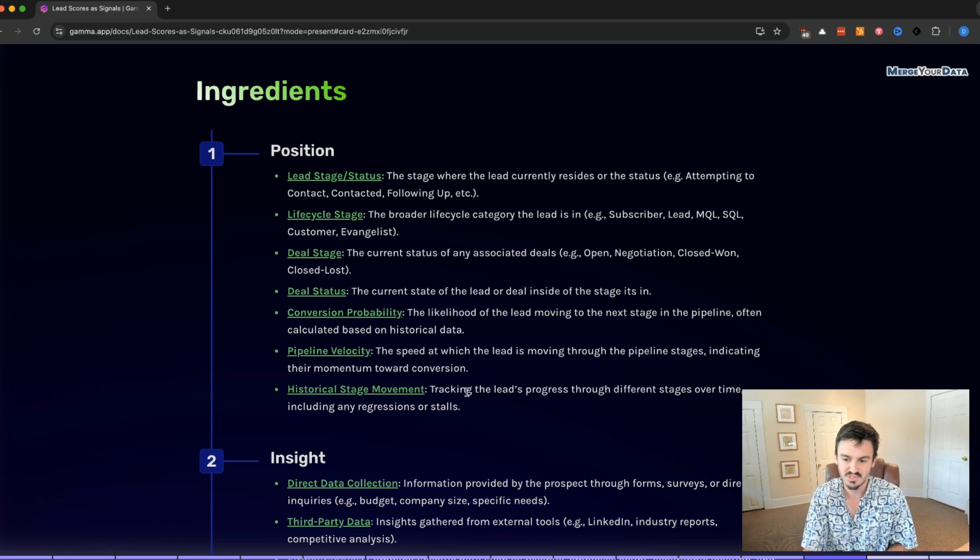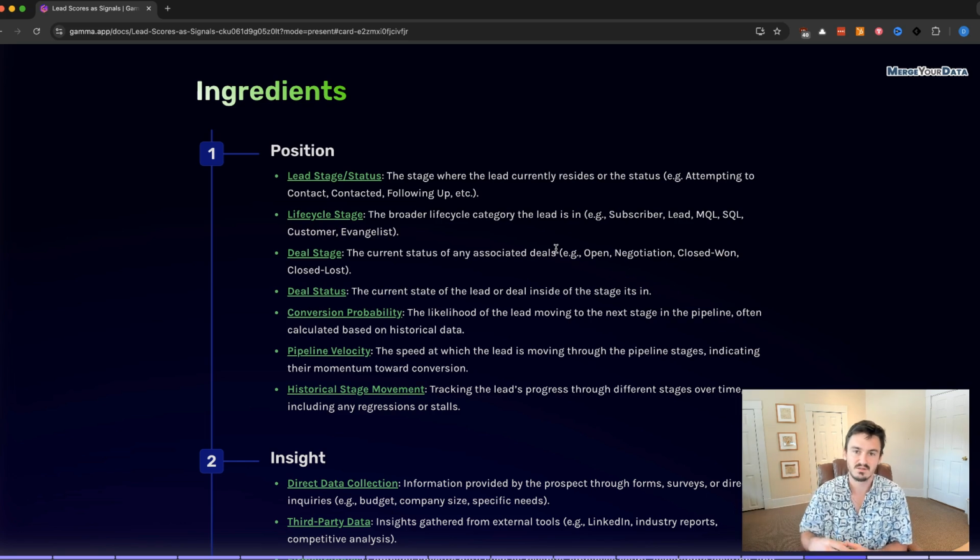Historical stage movement. This is tracking the lead's progress through different stages over time, including any regressions or stalls. So this is more looking at the actual journey of the stage movements. Let's say a deal stage moved forward and then it jumped back and then it sat in this stage for a while and then it skipped a stage, whatever it may be. This is just something that you can calculate and observe and then use as a lead score.